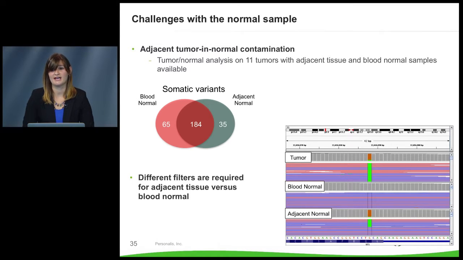So here's just an example IGV plot, where the top panel shows a mutation in the tumor. The middle panel represents the blood normal, which does not contain any evidence of this clearly somatic mutation, despite the high read coverage. But the adjacent normal on the bottom panel does have some reads supporting the variant, causing it to be filtered out in that case. So from cases such as this, it's clear that varying filters are necessary to account for possible tumor-normal contamination.